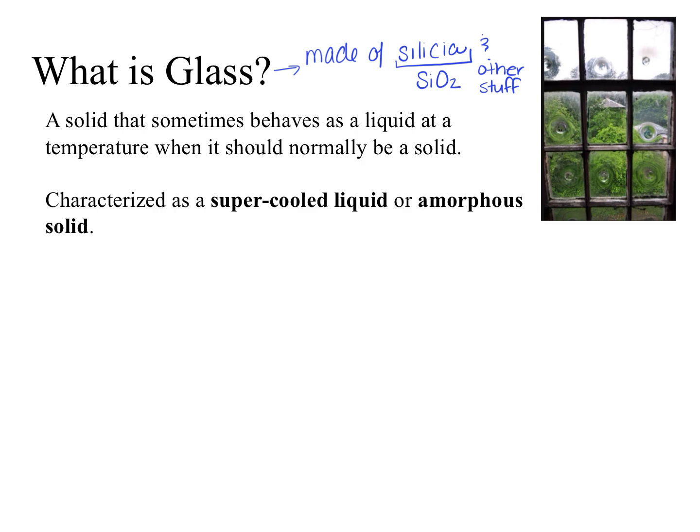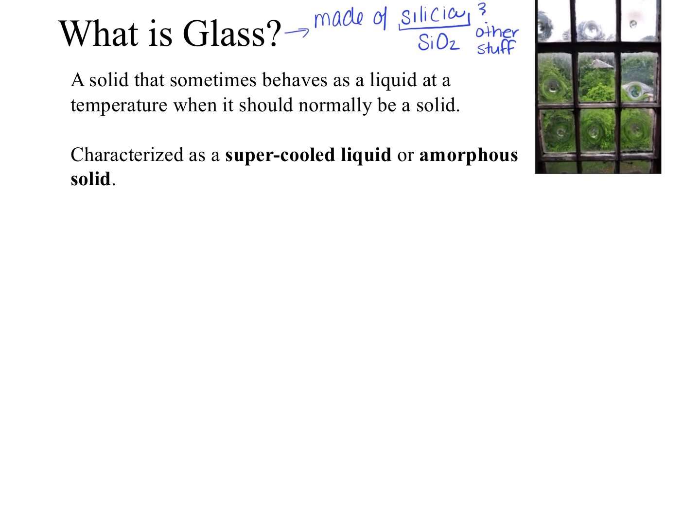When we talk about glass, it is a solid that sometimes behaves as a liquid at room temperature when it should normally be a solid. Okay. And so it's characterized as a supercooled liquid or an amorphous solid. And so, of course, the question here is why? Why does it do this?